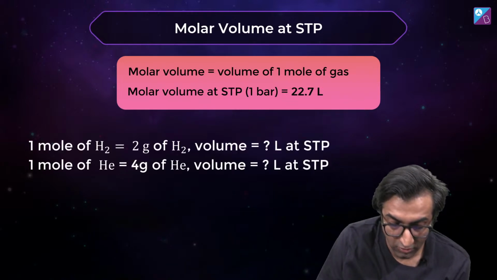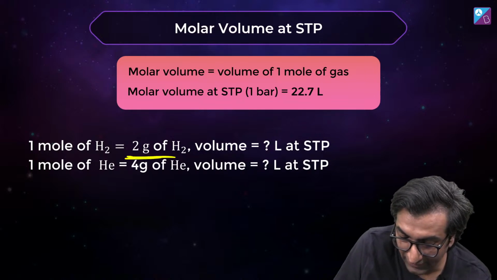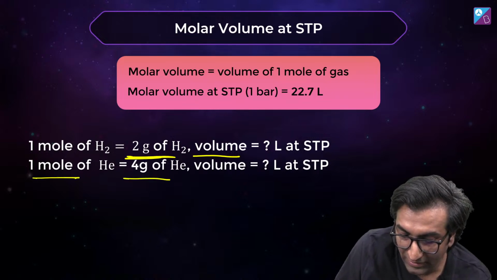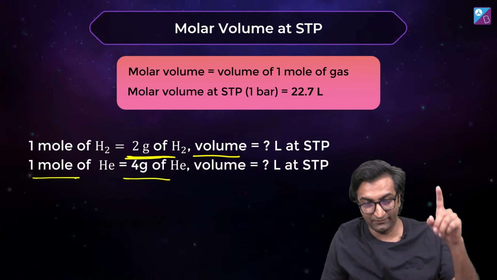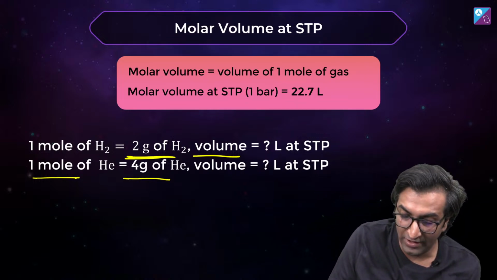Okay, so what is the implication of this? 1 mole of hydrogen is 2 gram of hydrogen. How much will its volume be? 1 mole of He is 4 gram of He. Answers in the chat, please. It's okay, you studied it before. Now read this.